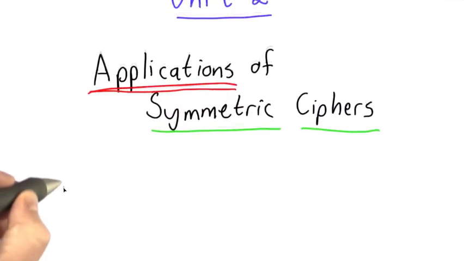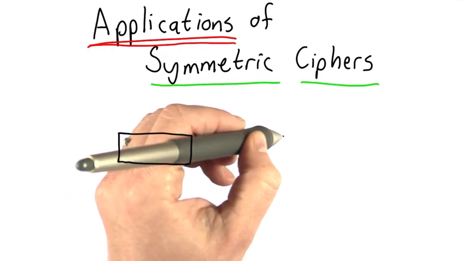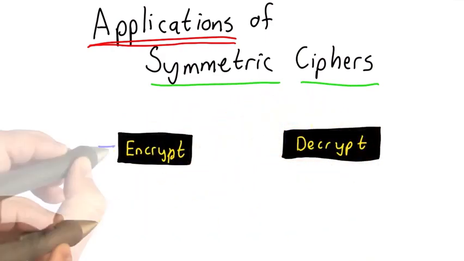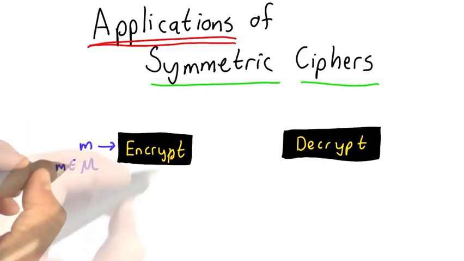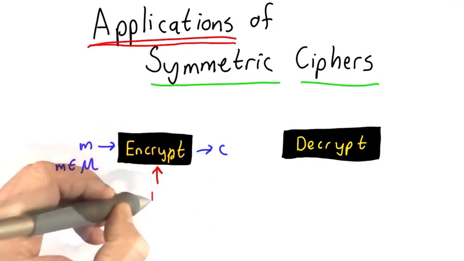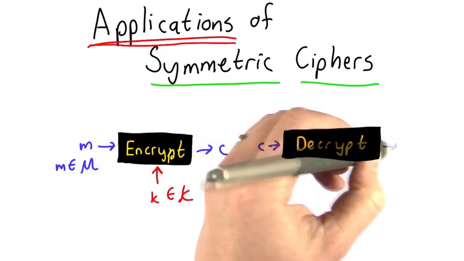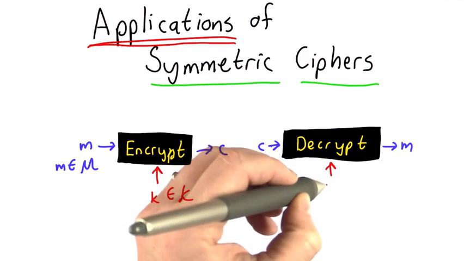So for the rest of this course, we're mostly going to view ciphers as black boxes. They provide two functions, encrypt and decrypt. Encrypt takes in a message from some message space and produces a ciphertext, and it also takes in a key from some key space. Decrypt is the inverse. It takes in a ciphertext and a key, and if it takes in the same key, it will produce the same message that we got.